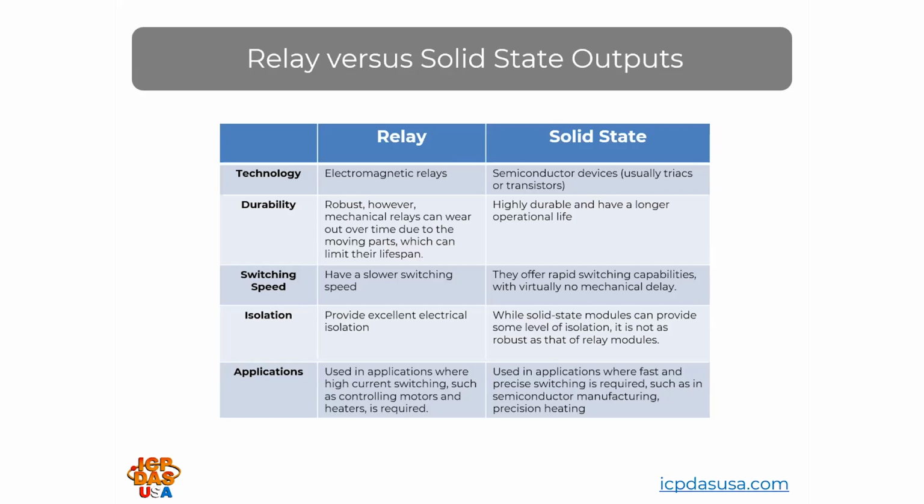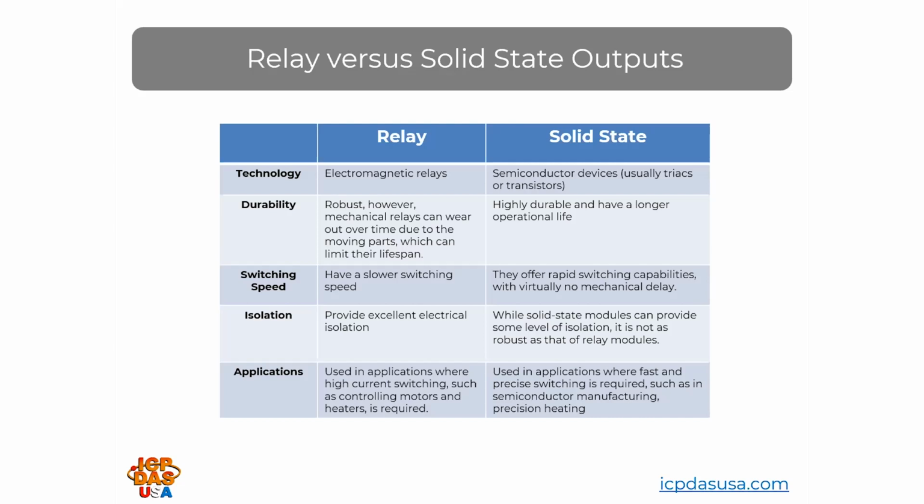Durability. Relay outputs are robust and capable of handling high current and voltage loads, so they're suitable for heavy-duty applications. Mechanical relays, having the physicalness about them, can wear out over time due to the mechanical moving parts, which can limit their number of cycles, which may be hundreds of thousands or millions, but it does have that limitation. Solid state outputs have a longer operational life because they lack mechanical components that can wear out.